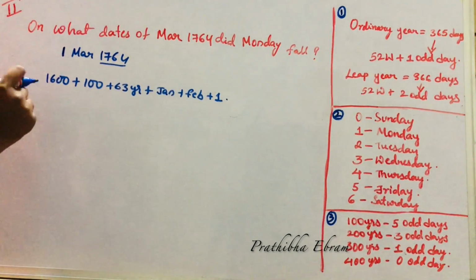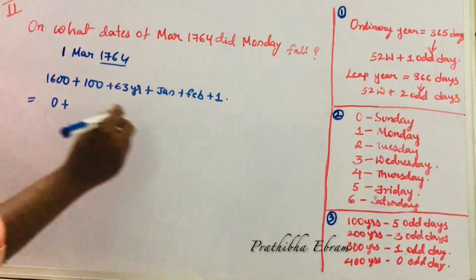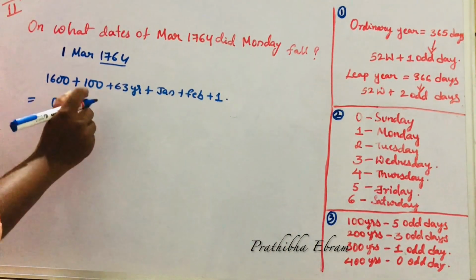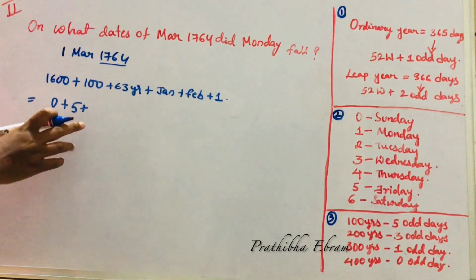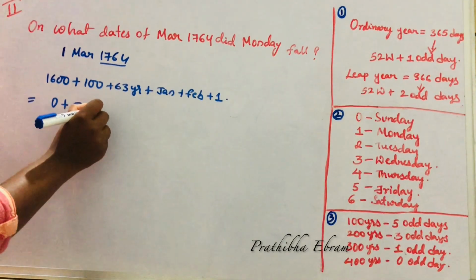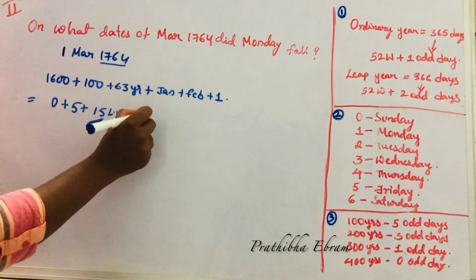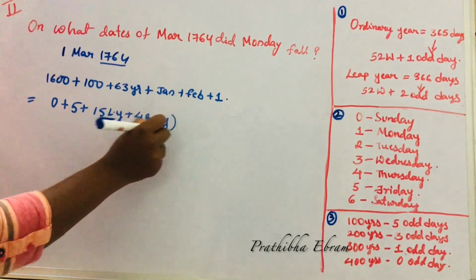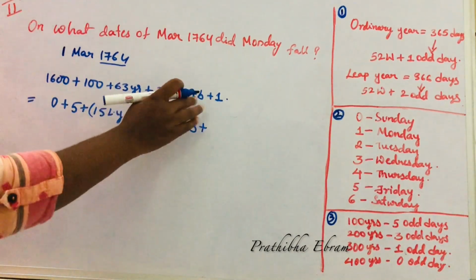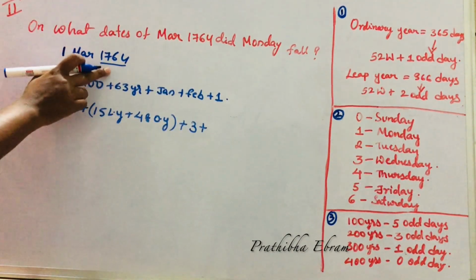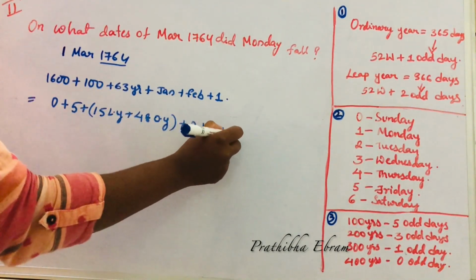Now in the 1600 years you have 0 odd days, plus for 100 years you have 5 odd days, plus for the 63 years you have to check the number of leap years. So you have 15 leap years, plus remaining are 48 ordinary years. Plus in January you have 3 odd days, plus in February, this is a leap year, therefore in February you have 1 odd day, plus 1.